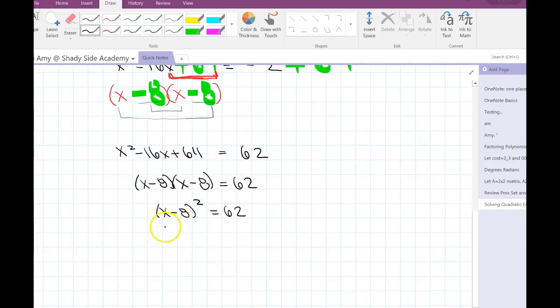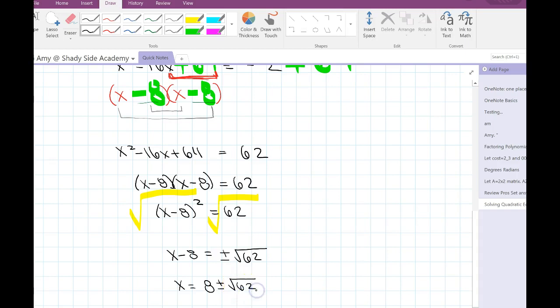Now look what I've done here. When I have x minus 8 squared equals 62, look what I can do. I can take the square root of both sides. And I get now x minus 8 equals, oh, be careful, plus or minus root 62. Okay. And x equals 8 plus or minus the square root of 62. Without a calculator, I would stop. You would stop right there.